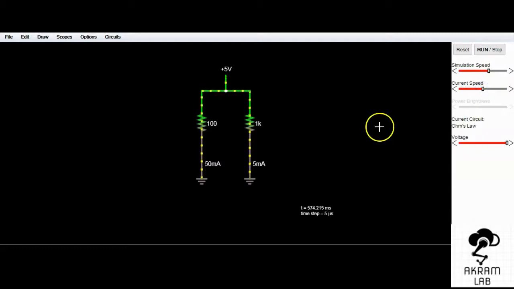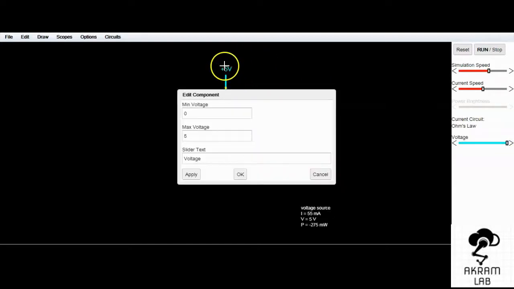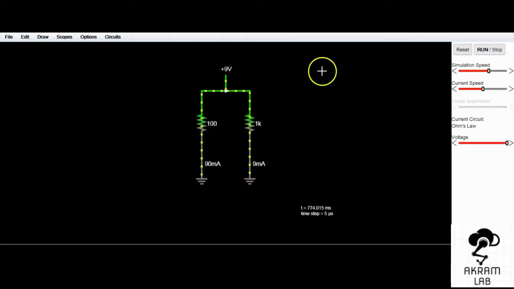In this way you can see how the currents are moving, and the last slider is for the voltage. So you can change the value of voltage also, from 0 to 5 volt. If you want to change the supply voltage, just double click on plus 5 volt, and here you can see that the minimum voltage is 0 and the maximum voltage is 5. The slider text is voltage, so you can change any of the parameters you like. Let us suppose you want to change it from 5 volt to 9 volt, just change it and then apply. In this way you can design your own circuit.